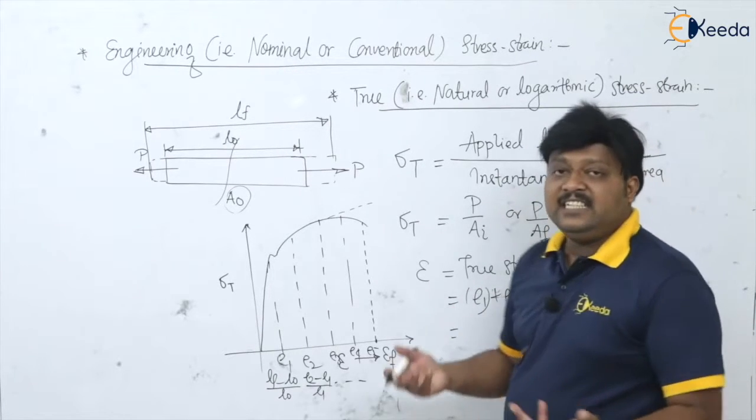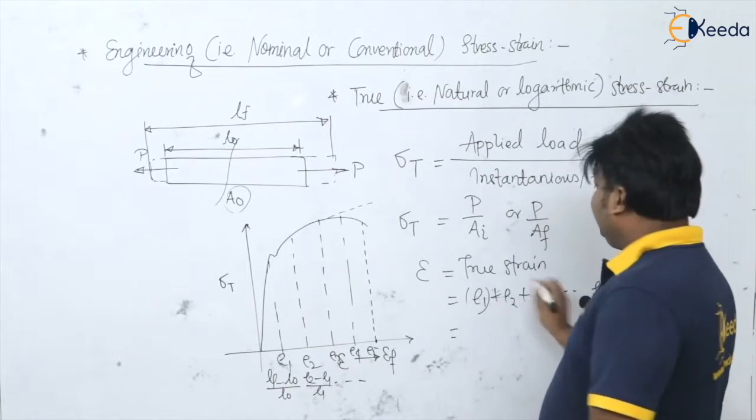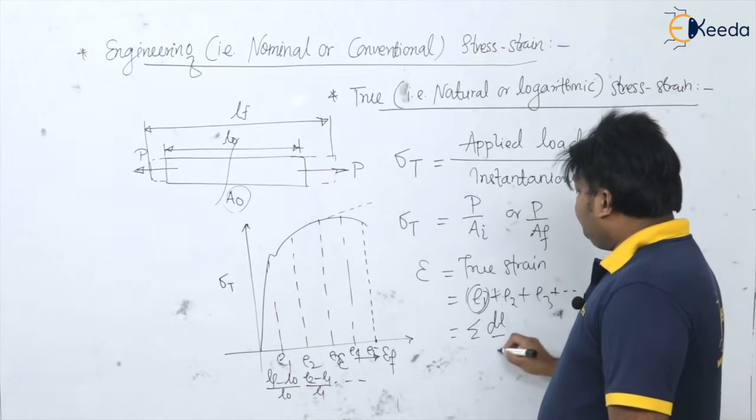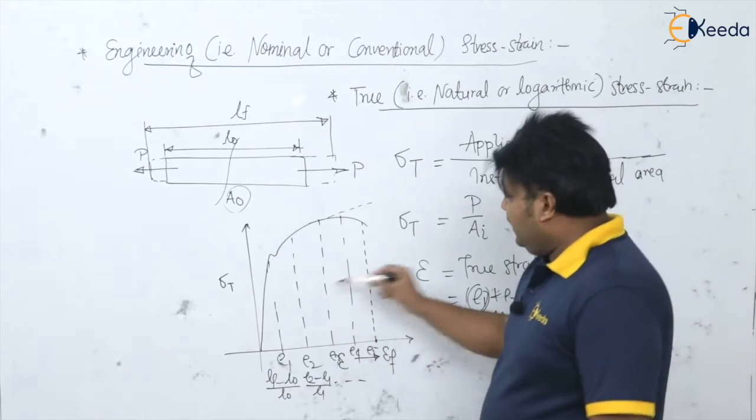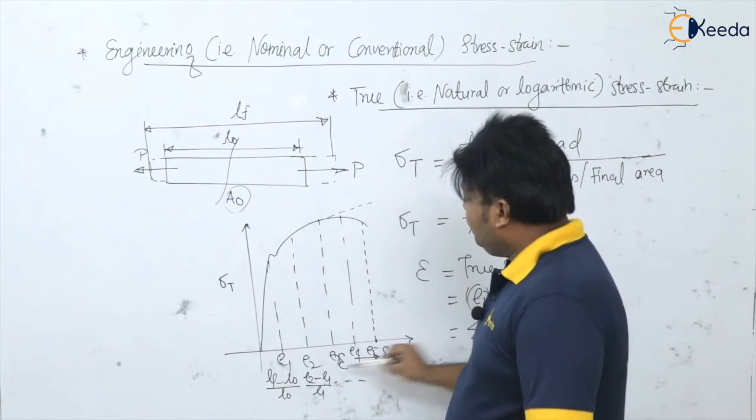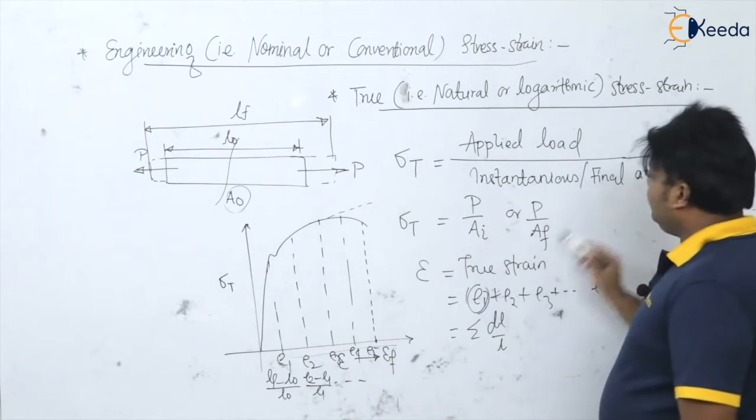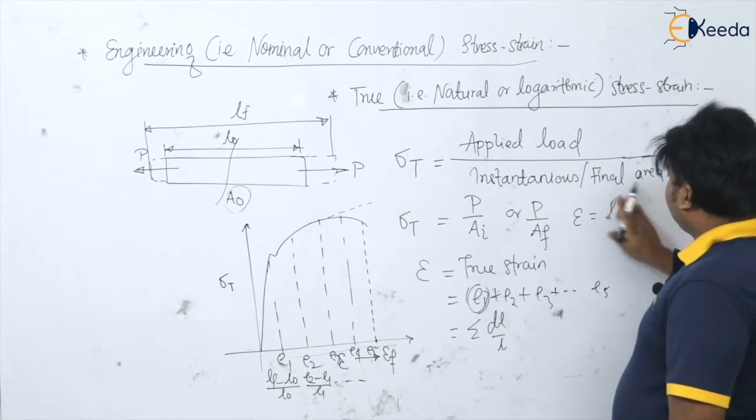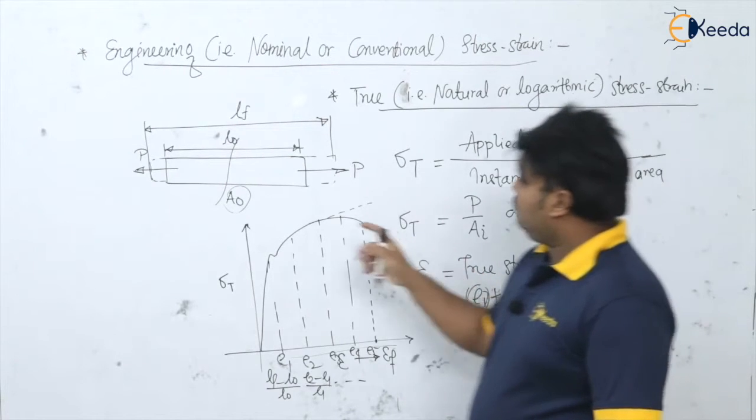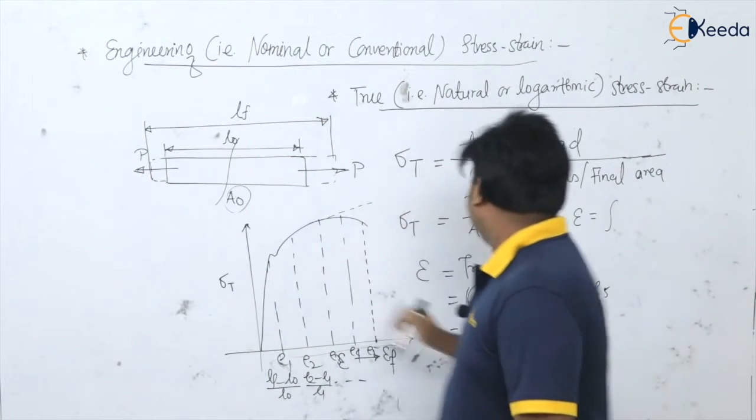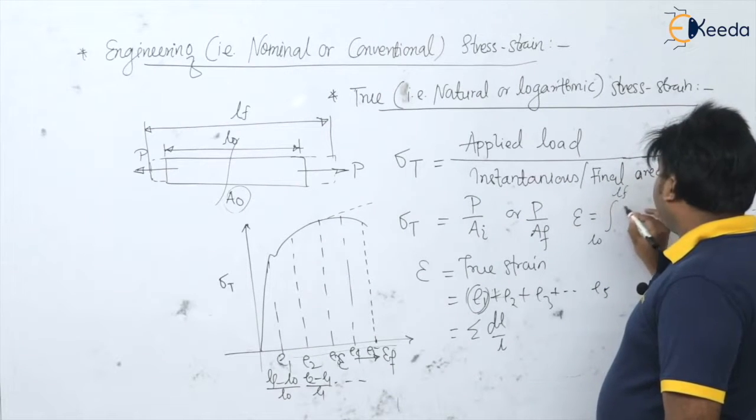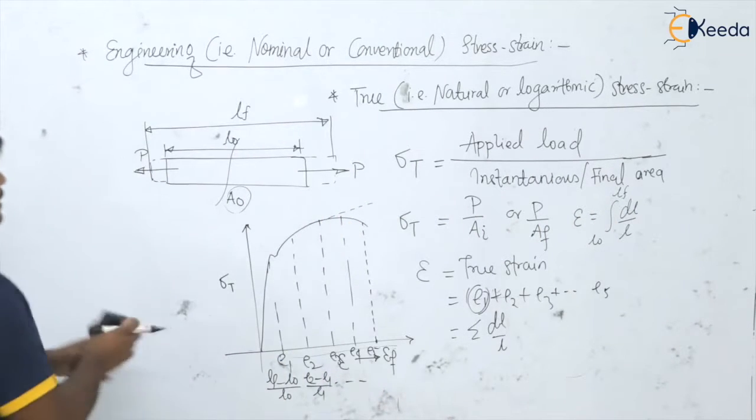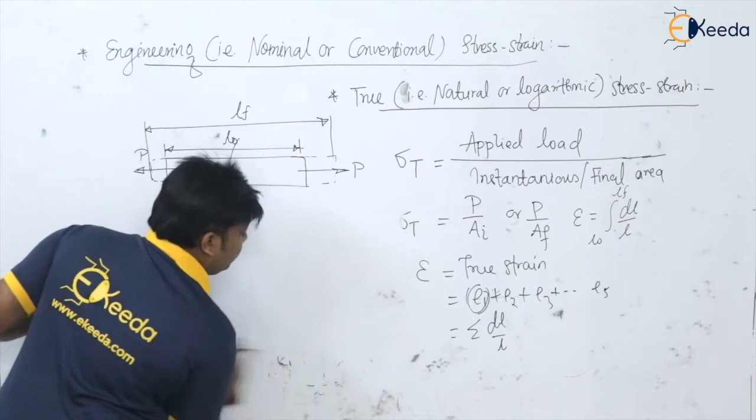E is nothing but what? Change in length divided by original length. So everywhere there is a change in length divided by original length, but it is a summation, so I can write dl upon L, isn't it? And when I want this true strain, it is nothing but the summation of all the strains, so I can write it in the form of integration, that is epsilon is equal to the integral from length L original to L final of dl upon L, isn't it? So I get the value for true strain.